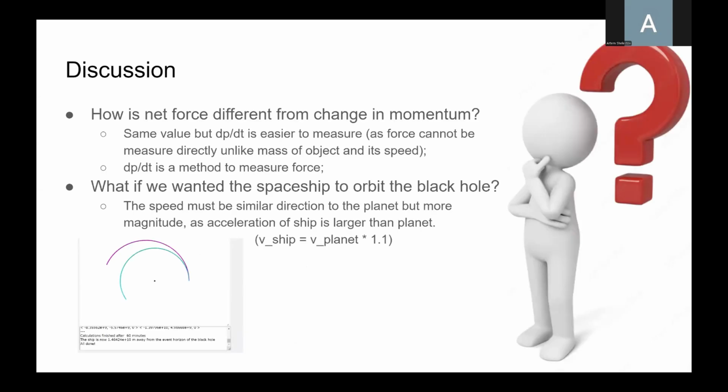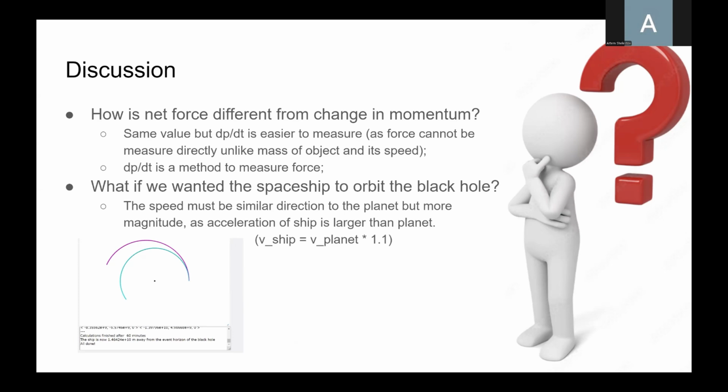So how is the net force different from changing momentum for the first part? It is the same thing, but dp/dt is what we use to measure force, because you cannot directly compute a force. So dp/dt is a more computable value because it's just composed of the mass of the object, its speed, and a time interval.